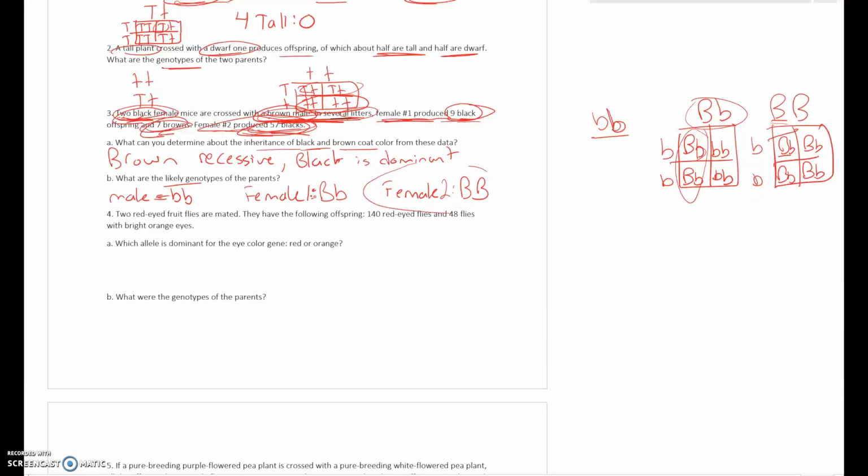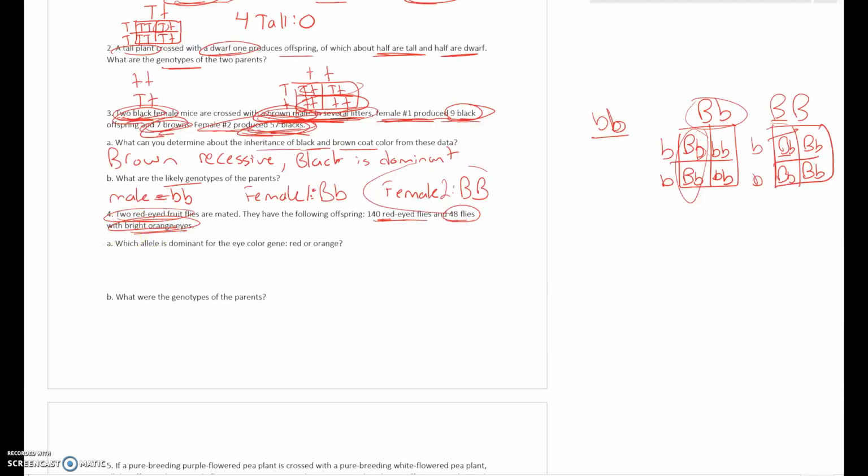All right, number 4 here, we have another trait. Some red-eyed fruit flies are mated. They're both red-eyed, and they have some offspring. 140 of them have red eyes, and 48 of them have bright orange eyes. Right away, we've got 2 different phenotypes. We're thinking this is a dominant recessive trait. We started out with 2 that were red-eyed, and we ended up with offspring that looked different than them.